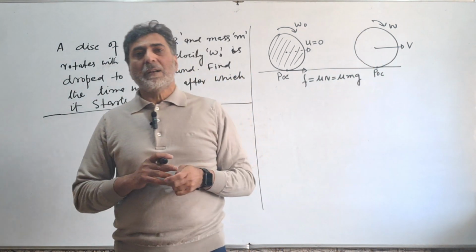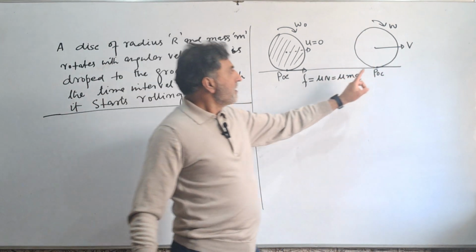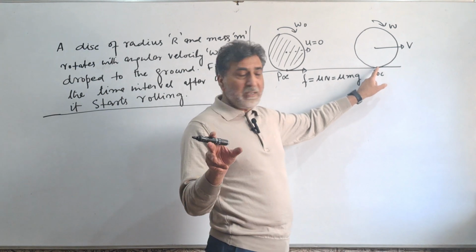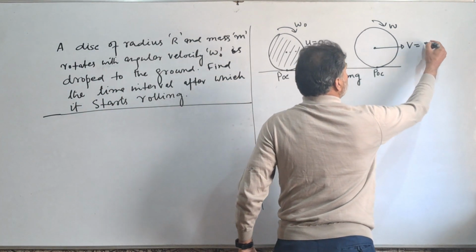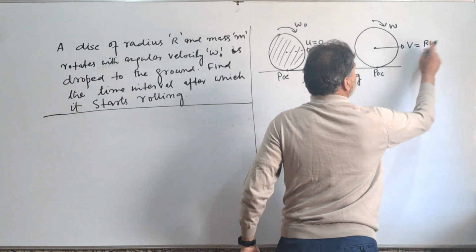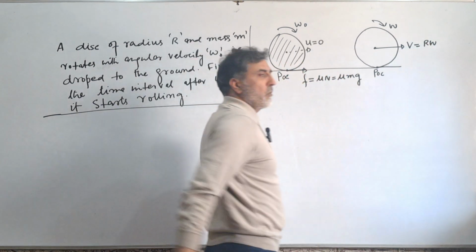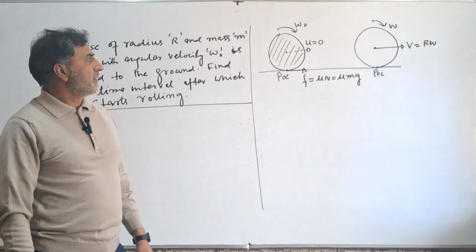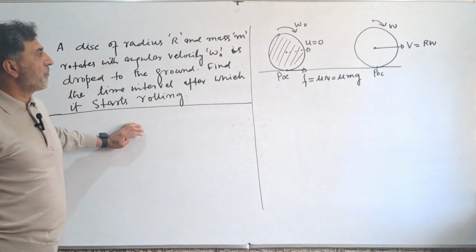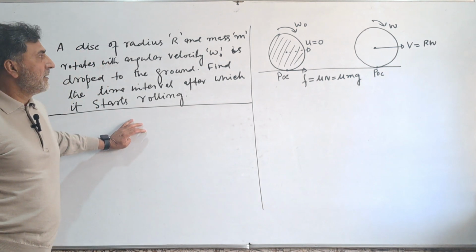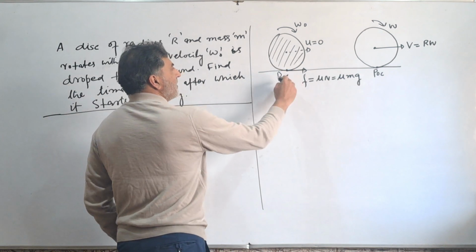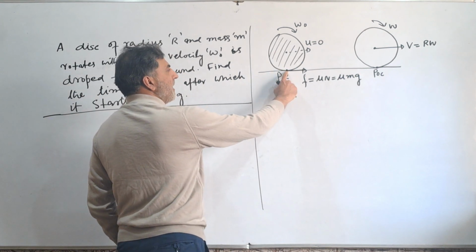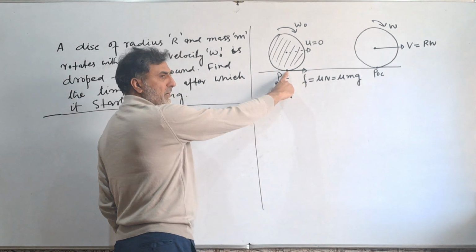And you know what's the condition for rolling? The condition for rolling is the point of contact should have zero velocity, and also the center of mass velocity is equal to r omega. This is also the condition for rolling. Right? So, how to start with it? First of all, let me concentrate on this point of contact. This point of contact is this point, and the frictional force passes through this point.